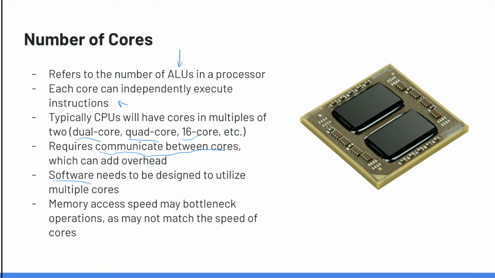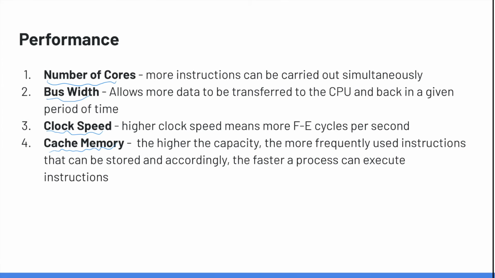And finally, memory access speed may bottleneck operations. So you might have multiple cores that are ready to execute instructions coming from the memory. But if you can't get enough instructions from the memory fast enough for all of the cores to continually process instructions, then it doesn't really matter. You're going to have some cores that aren't doing any work at all while they're waiting for additional instructions to come from memory. Overall, one of the biggest advantages of the number of cores is that more instructions can be carried out simultaneously, but this depends on a number of factors.